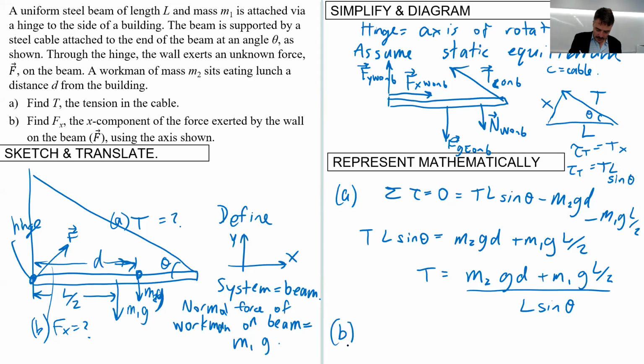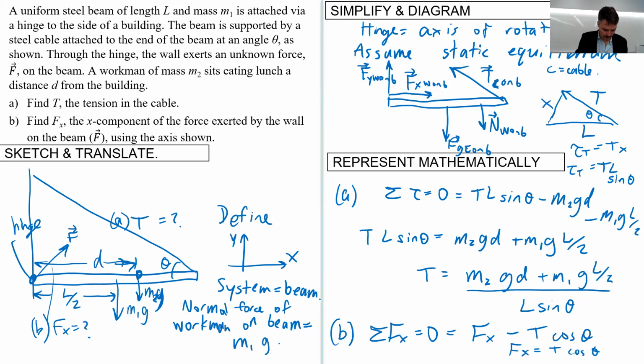And then for part B, you're asked for that Fx. So let's do the sum of the Fx forces is equal to 0. So it's Fx that you're trying to find minus T cos theta. We already have T, so Fx is just equal to, running out of room here, T cos theta.